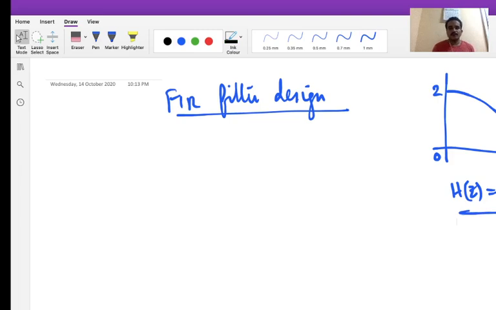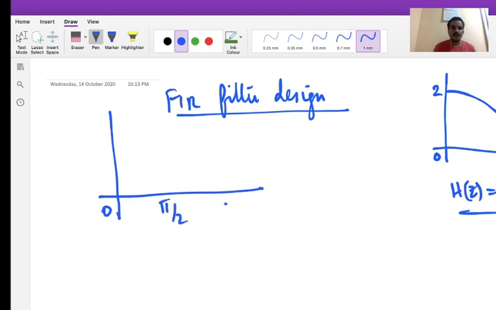Now suppose you want a better response, say something like this, say 0 to pi by 2 and up to pi. Suppose you want to have a steady response like this, you may need to have an FIR filter of very high order.